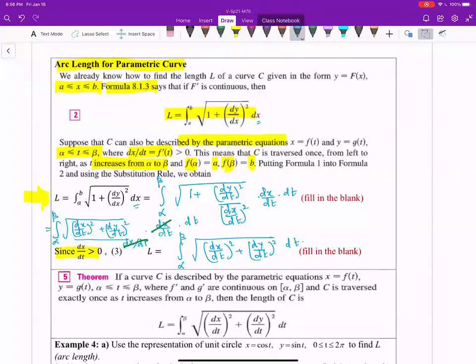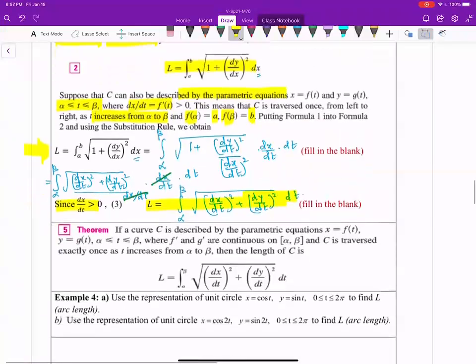So that is the modification that you would make from chapter 8 to chapter 10. Chapter 8 is in Cartesian, for the Cartesian curve, how to find the length of the curve. And chapter 10 is about parametric curve, when x and y are written in terms of the parameter t, and how to find the arc length.